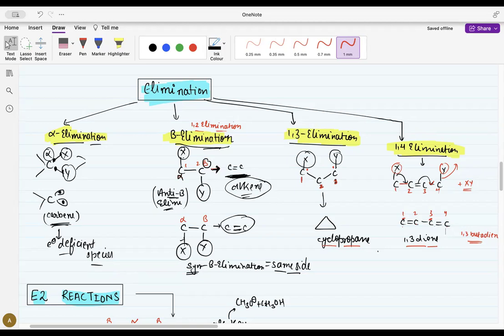But don't worry, we will solve questions today. Then you will understand what types of questions will be asked in elimination reactions. I will give you homework also. Once you solve the homework, you will come to know what types of questions will be asked. First, understand the reaction mechanism. Today only we will solve some questions. After that you will come to know.